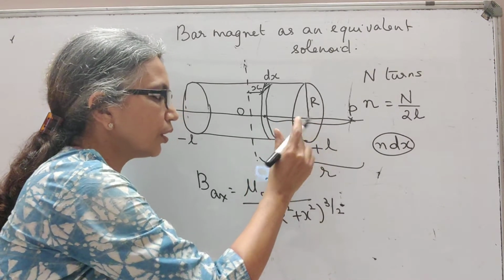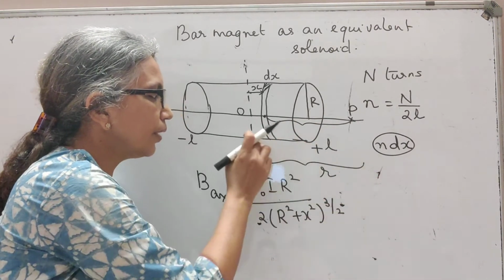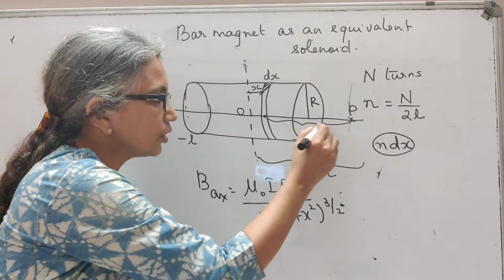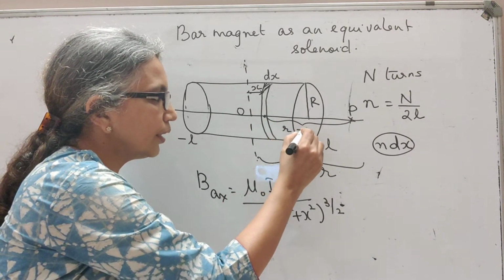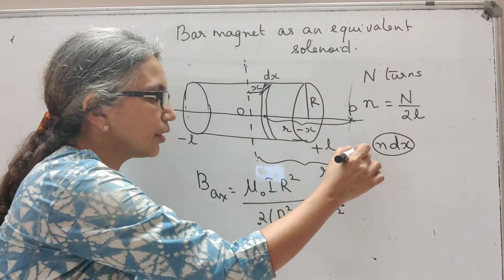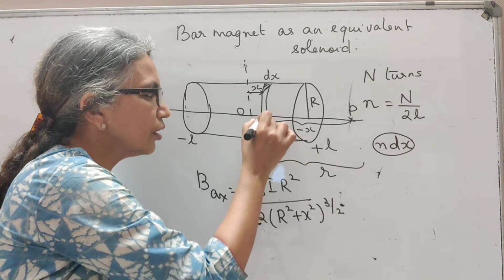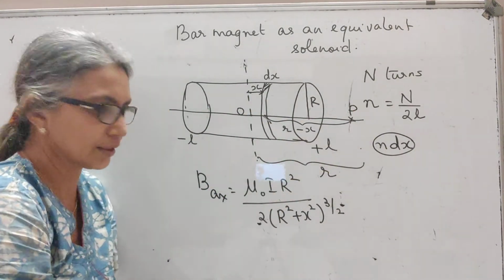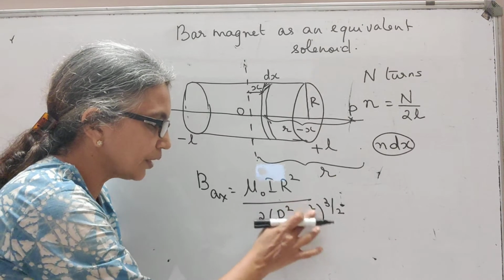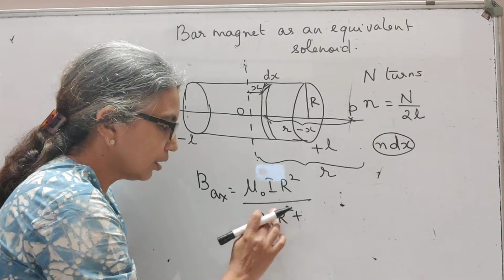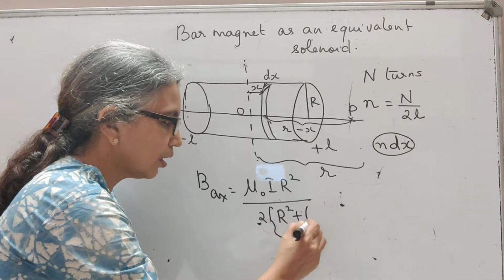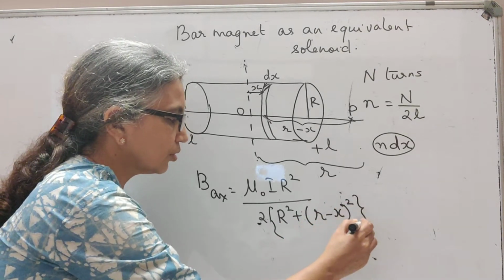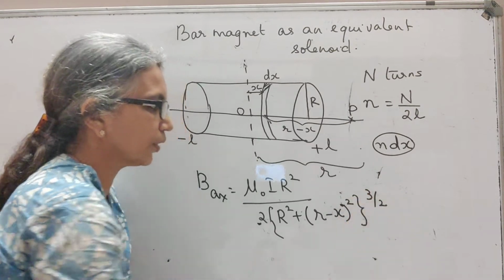And this distance would be what? Total r minus the x, because we have taken r from the origin. This distance would be totally r minus x, because from here till here is r, from here till here is x. So from the center of the loop to this point P would be r minus x. So here we need to replace this x with r minus x whole square, close the bracket, and 3 by 2.